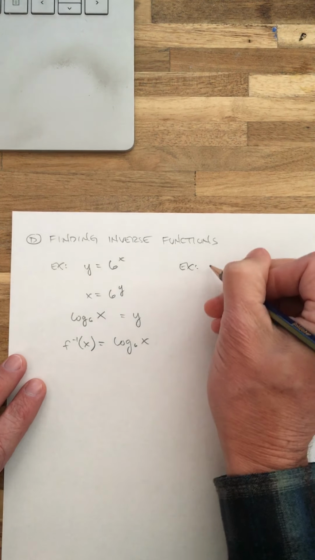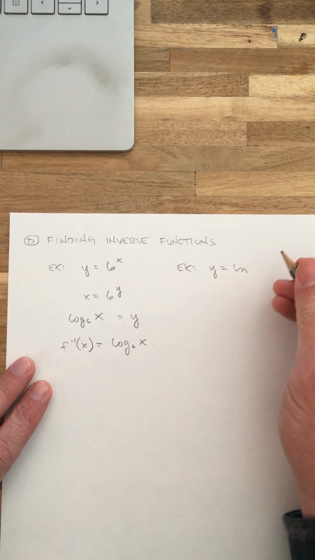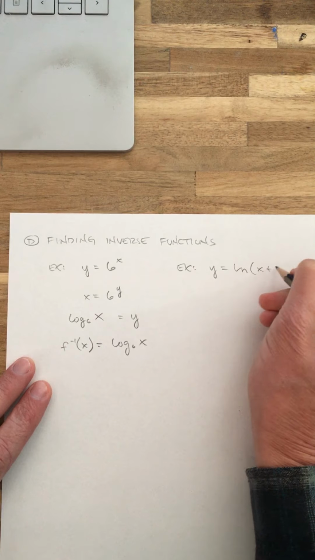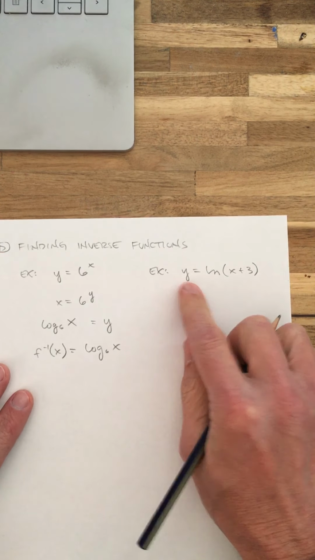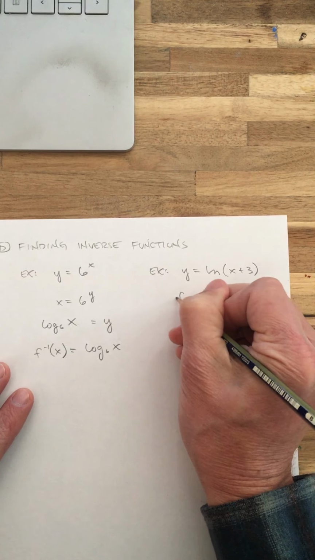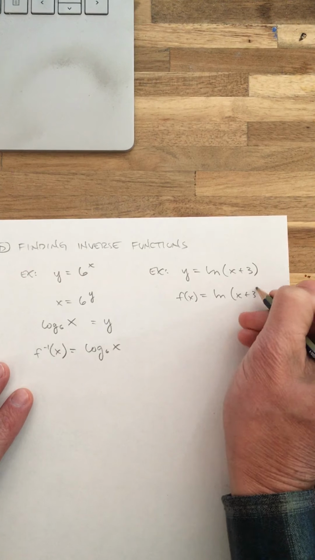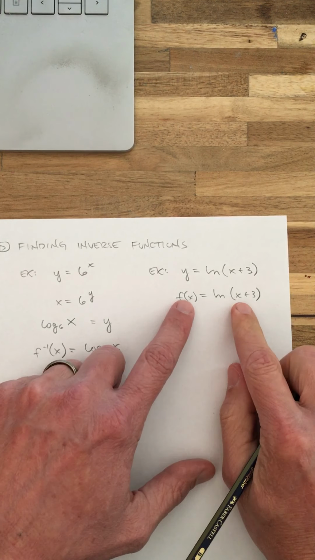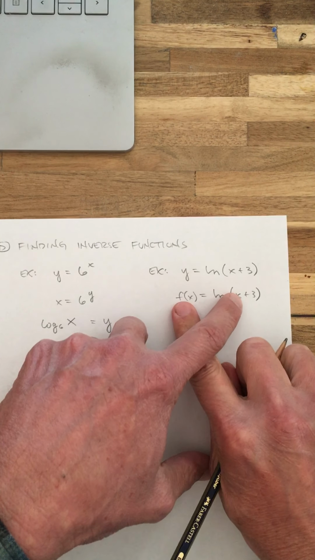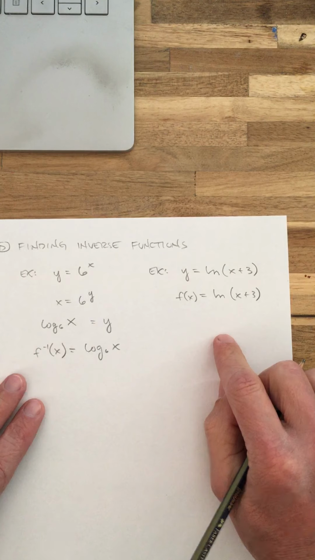How about I do something like this? y equals the natural log of x plus 3. Keep in mind this is f of x. So if I call this f of x equals the natural log of x plus 3, it's the same thing. I haven't changed anything. Now I'm going to switch the f of x with the x, and once I do that, this will no longer be an f of x. It's going to be the f inverse of x.